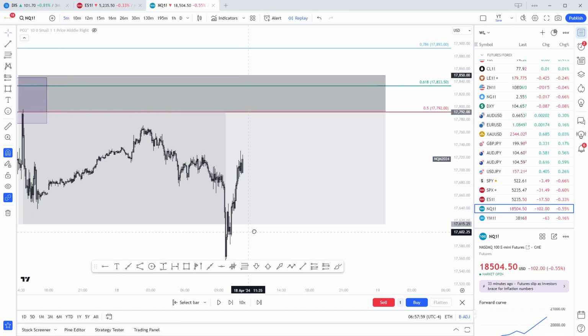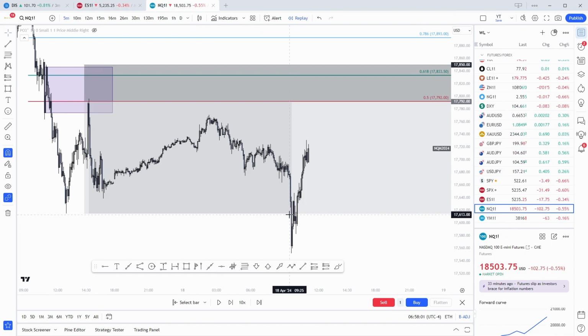Now, we eventually take out our sell side liquidity the following day, and we end up capitalizing on 176 points. This is why optimal trade entries are so powerful. They allow you to get a very precise entry with a really low risk and a very large reward.